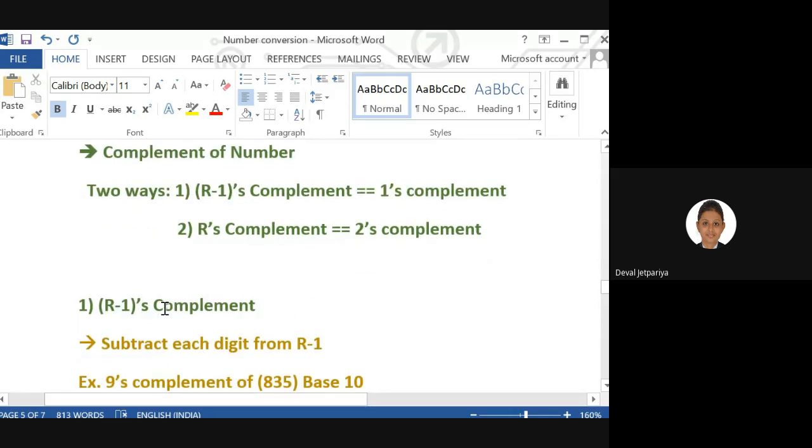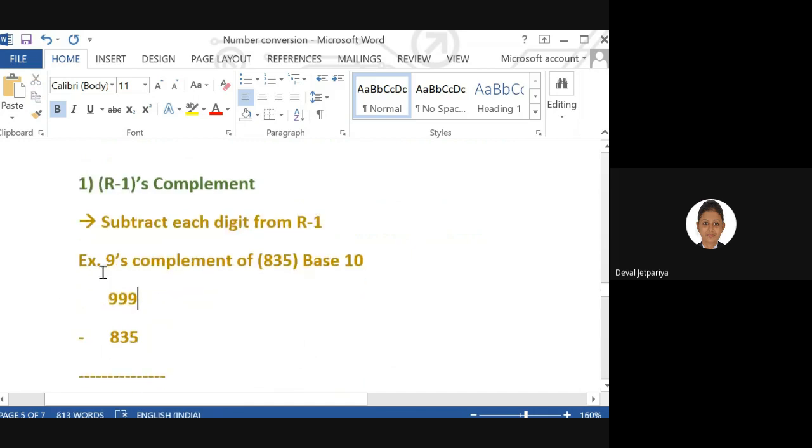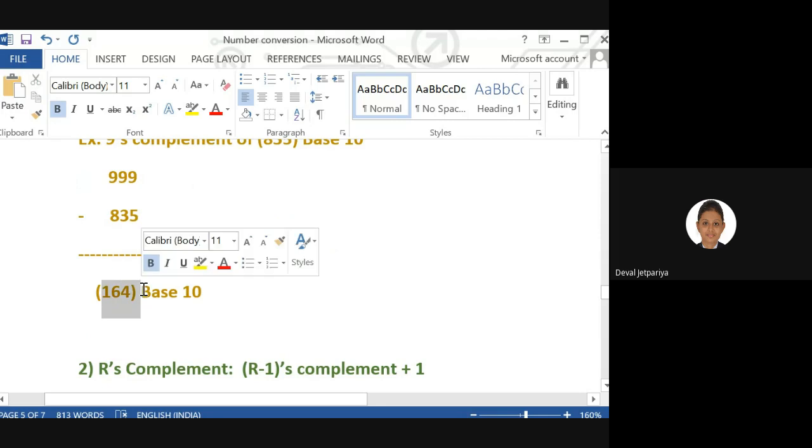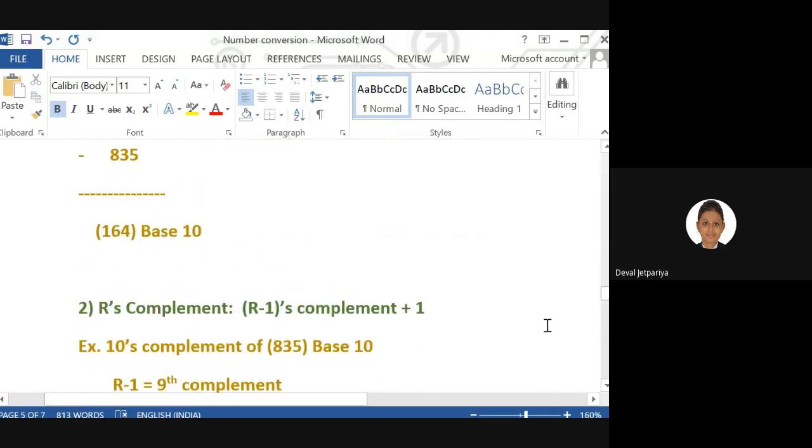First we'll see r minus 1. Suppose we want to find the 9's complement of 835. Then what do we need to do? Simply each digit we need to subtract from 9. So 999 minus 835. Whatever you get is called the r minus 1 complement. In the same way, if you want to find the r's complement, that is nothing but the r minus 1 complement plus 1.